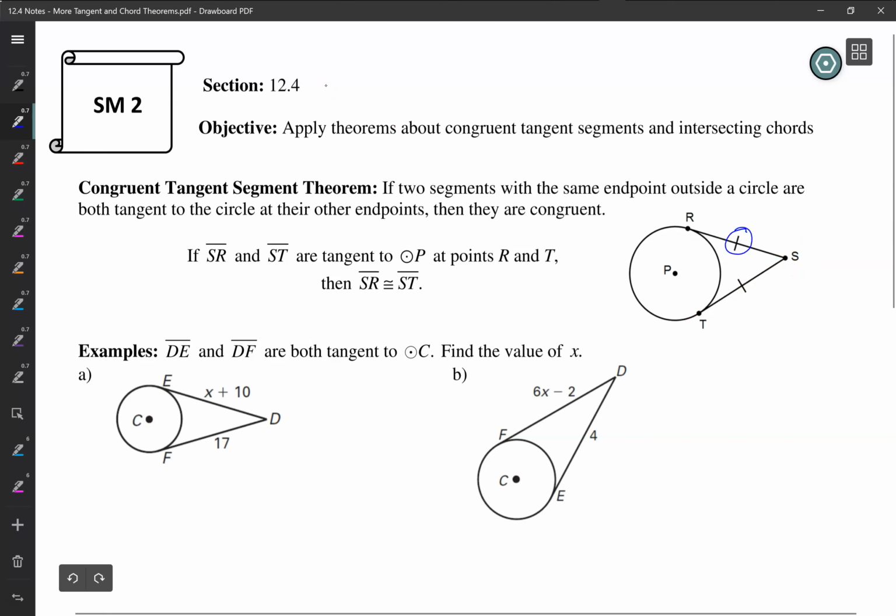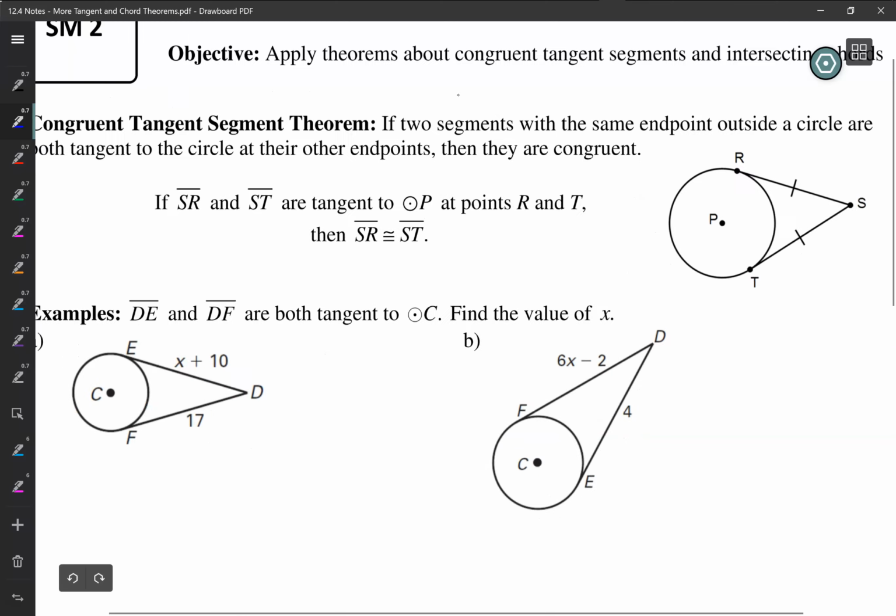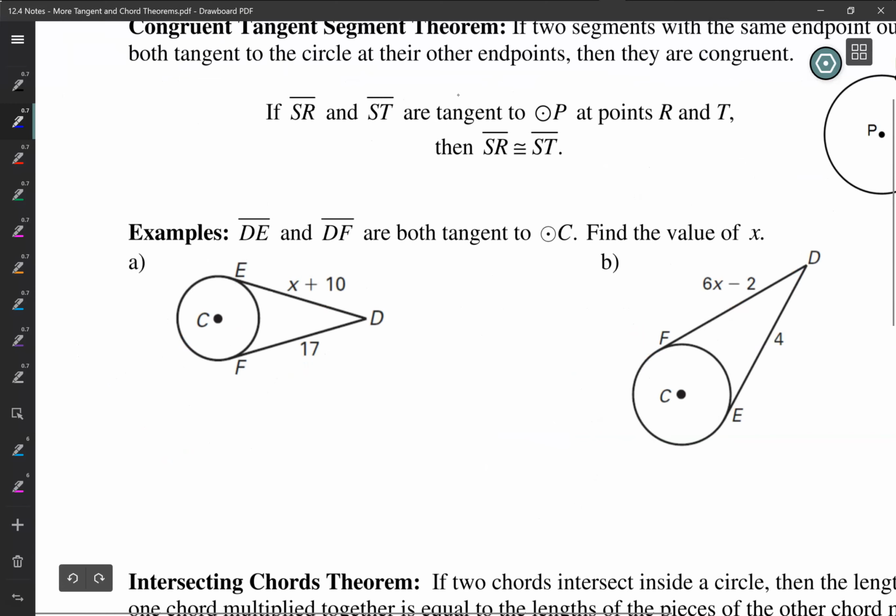These marks mean those two pieces are the same length. The two sides of the ice cream cone are the same length. That's what this is saying. We could call it the ice cream cone theorem if we wanted to. It's saying the two pieces of the cone are equal to each other. So all you have to do on these problems is put a big fat equal sign between the two sides of the ice cream cone.